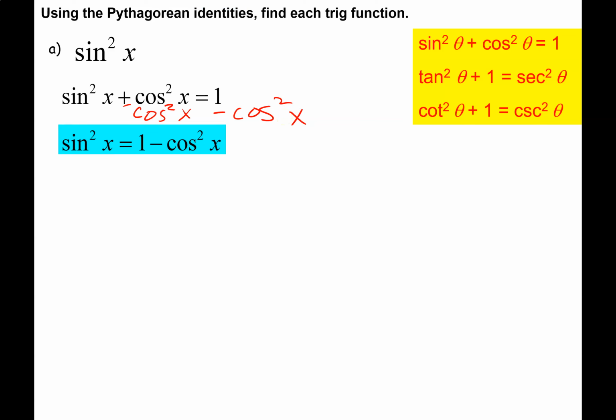So what does that look like for us? We have that. So now we have sine squared x is equal to 1 minus cosine squared x.